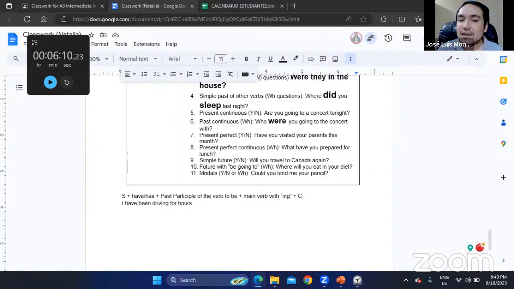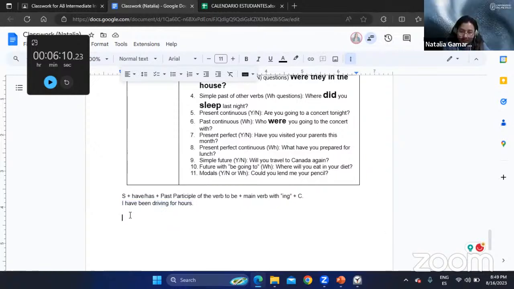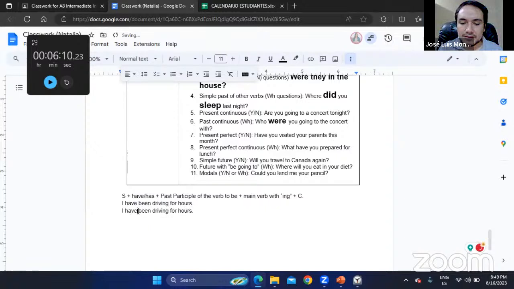Very good. If this is right affirmative, how do you change this to negative? What is the negative form of this? Remember that all the tenses are very simple. You only need to add one word for negative. So how do you say this in negative? Haven't. I haven't. Exactly. There you go.